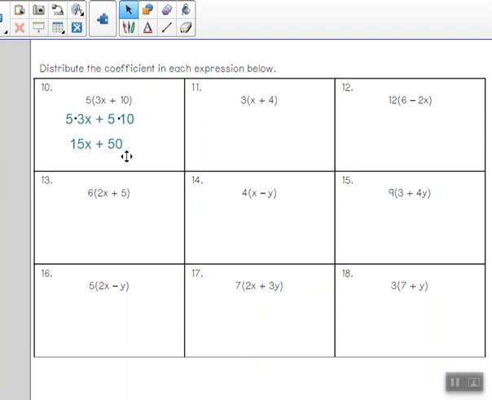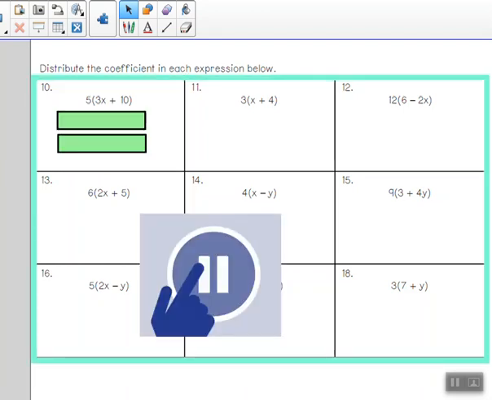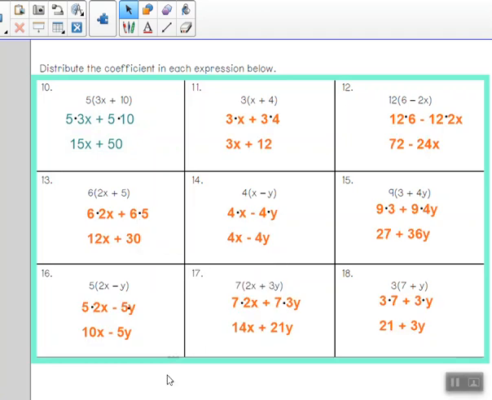I don't go further and say that this is 65x because that's not true. We don't know that for a fact. So we stop here. Now, that's just number 10. I want you to try 11 through 18 and come back when you're done and see how you do.